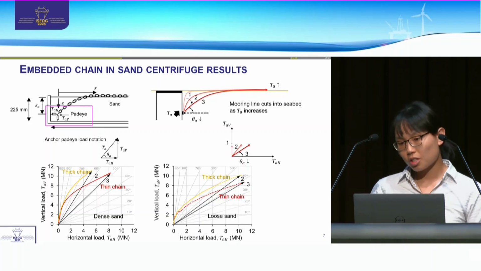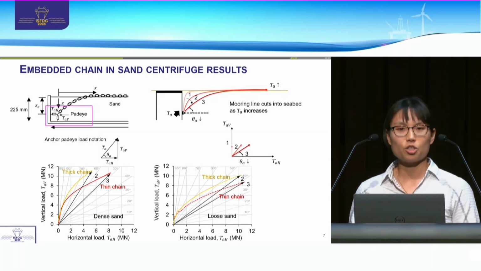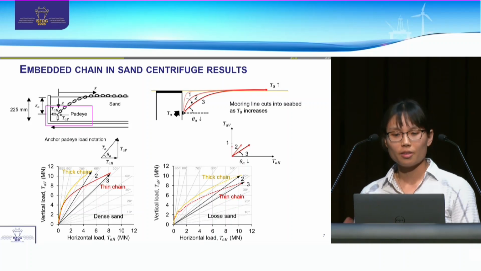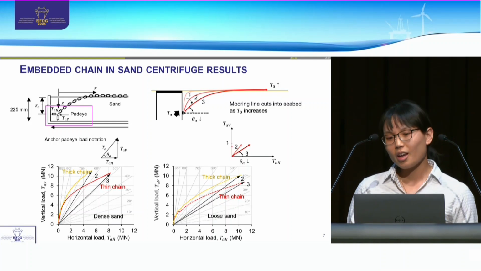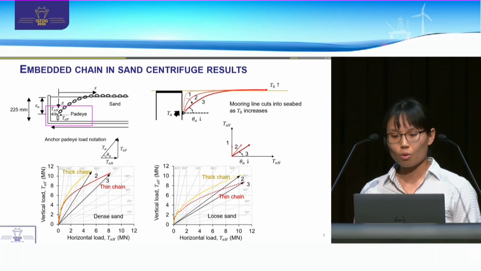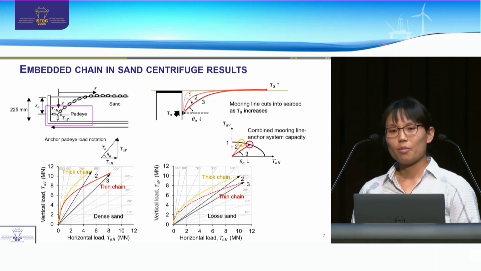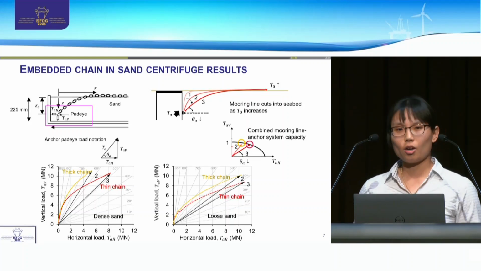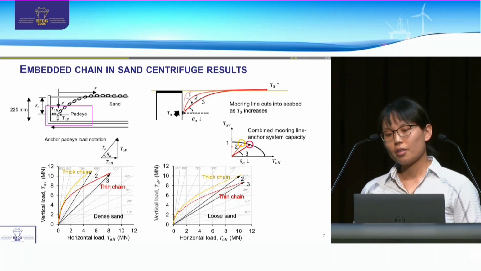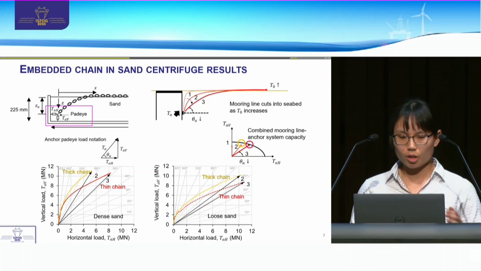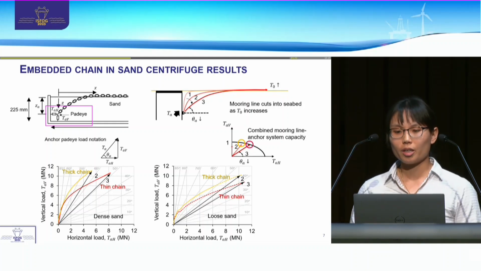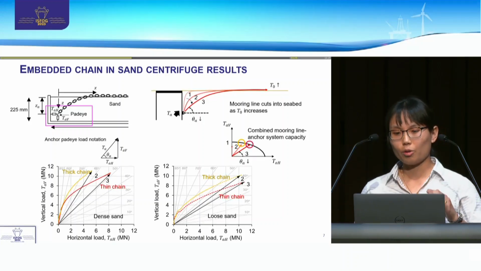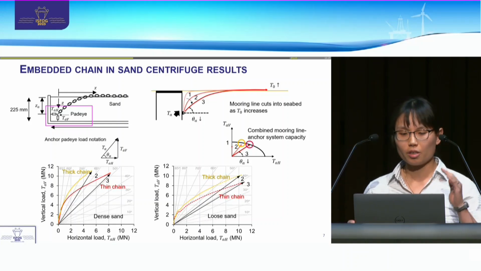What you can also see from this data is that both the thick and thin chains cut more into the loose sand than the dense sand. So if we were to imagine or define a typical anchor failure envelope, like for a suction caisson, then what this data shows is that we can define a combined mooring line system anchor capacity by looking at the intersection of the load vector with the anchor envelope.